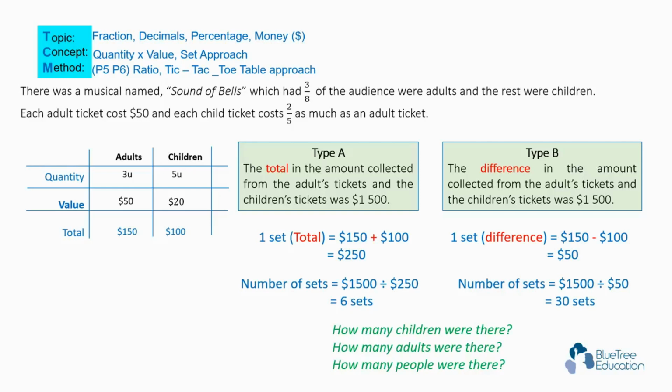Do the same thing to type B. If it's 30 sets, then it will be 30 times 5 for children, 30 times 3 for adults, and 30 times 8 for the audience.